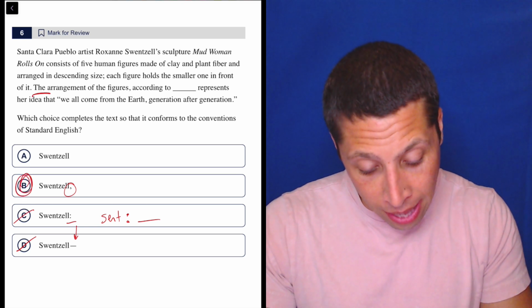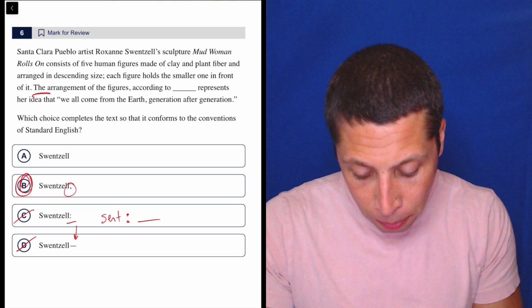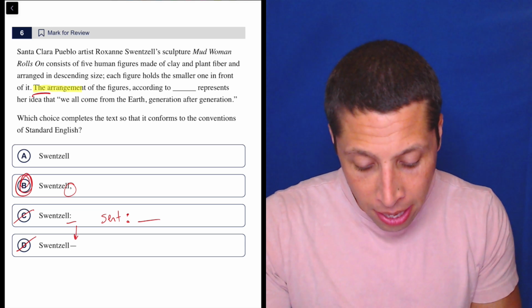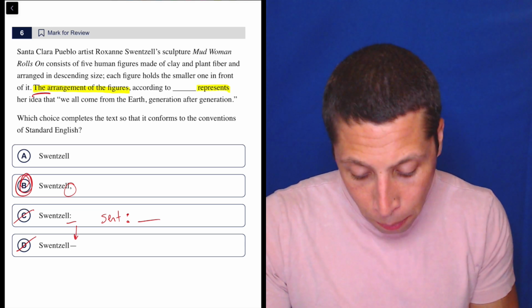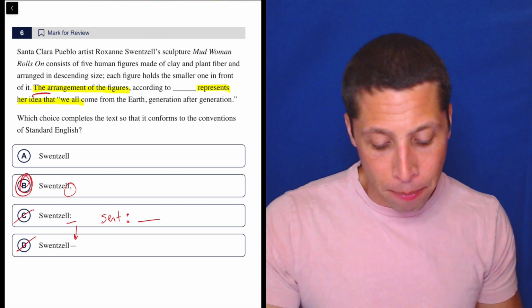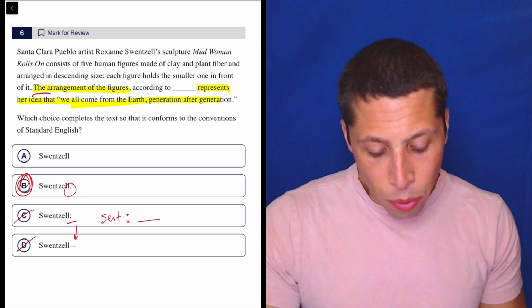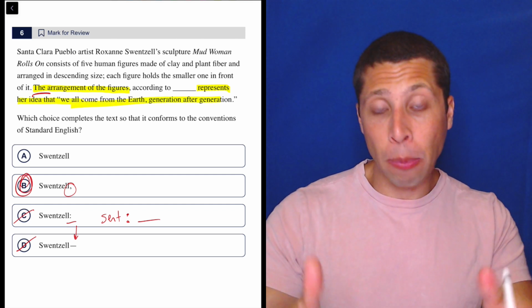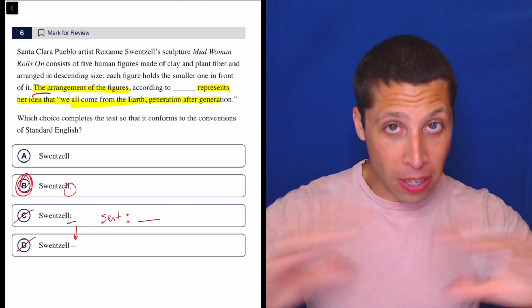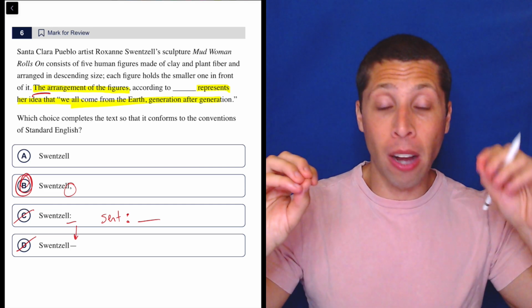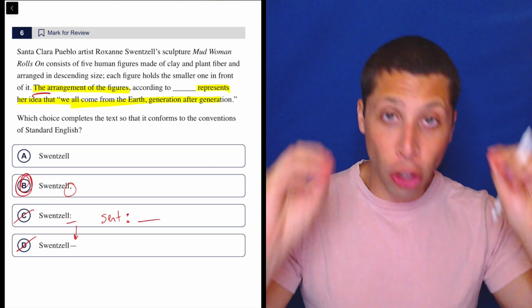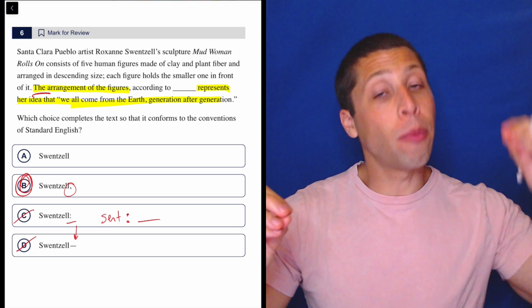The reason is that the main sentence is interrupted by a phrase, right? So the main sentence is this. The arrangement of the figures represents her idea that blah, blah, blah. So I'll highlight it. The according to Swenzel piece is an interruption, and this is where commas are doing their most fundamental thing. We are using a comma on either side of this interruption to show where the interruption begins and where the interruption ends.